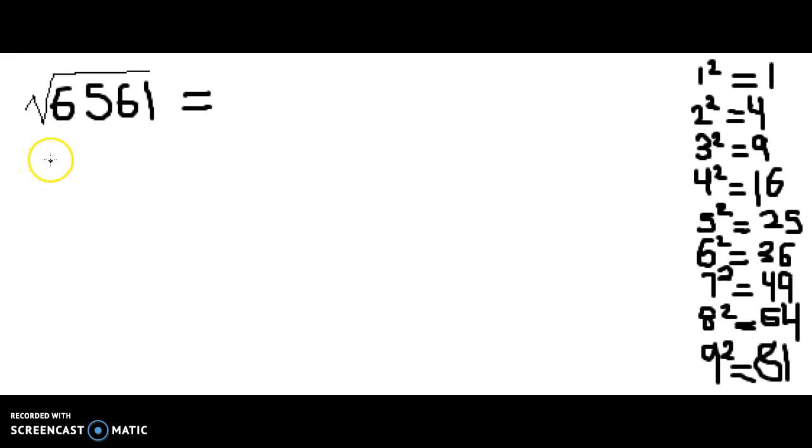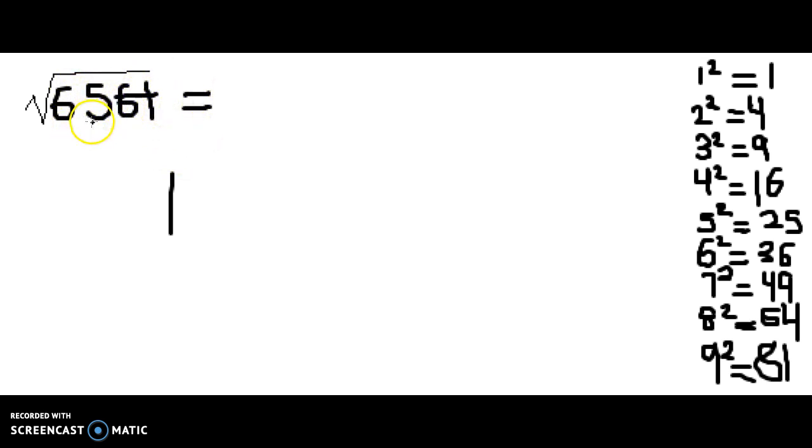Okay, so we have the square root of 6,561, and this is how you're going to find it. Again, look at the last number, which squares end in 1. So the only one that ends in 1 is 1. So you know that your ending number is 1. And then you cross out the last two digits. If it's 4 digits or if it's 3 digits, you always cross out the last two digits.